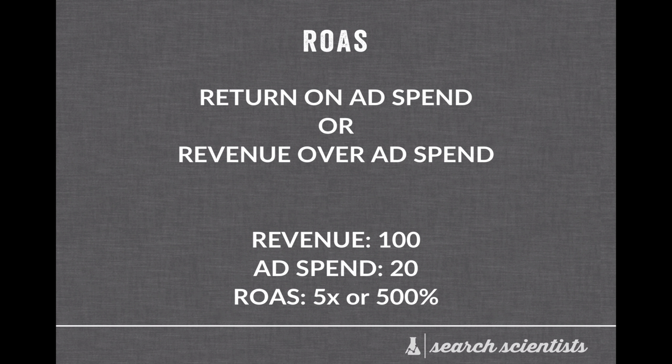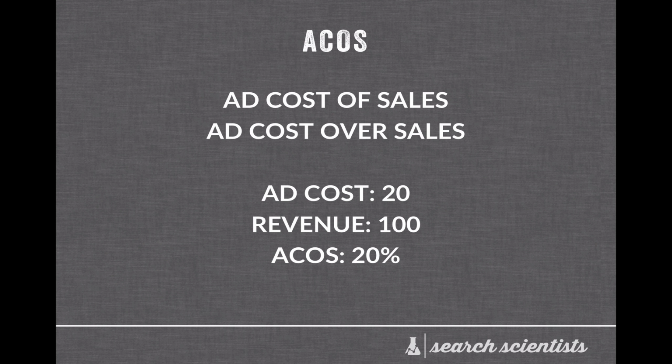Here we go. ROAS stands for Return on Ad Spend, also known as revenue over ad spend. So, for example, if you generate $100 in sales from $20 of ad spend, that would be a return on ad spend of 5x, sometimes referred to as 500%. Multiply it by 100 at the end there. So it's very simple. 100 over 20 equals 5. Simple as that.